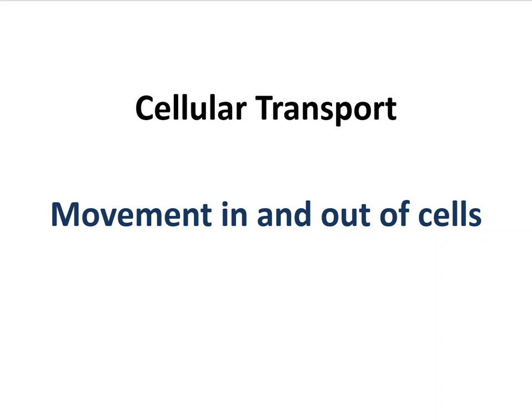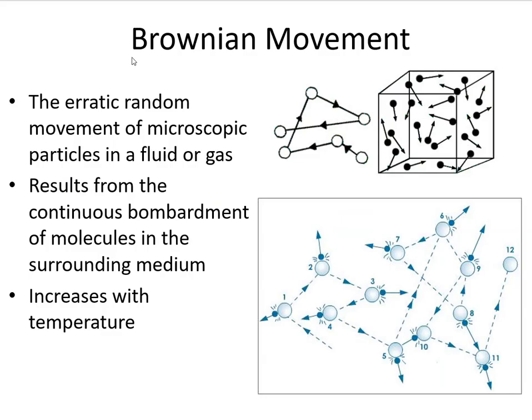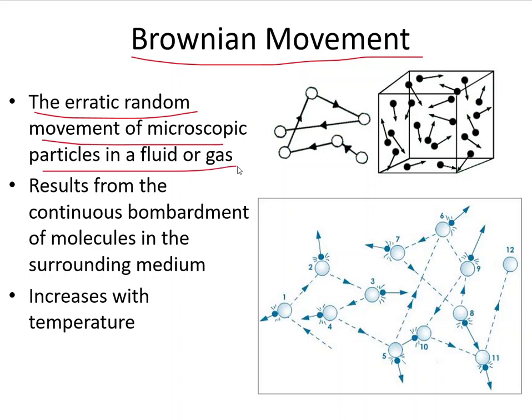Okay, guys, we're going to start talking about cellular transport. So, first thing we want to talk about is Brownian movement. What is that? That's kind of the motive force behind a lot of the passive diffusion where things move downhill. And basically, they've got a very long description here, but basically, this is it.